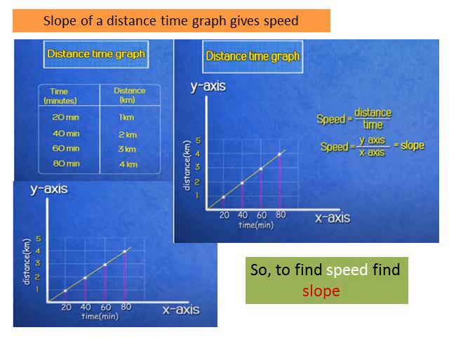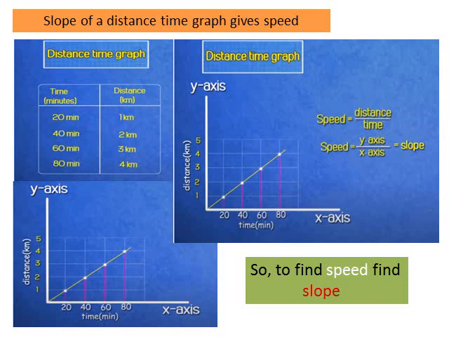In 20 minutes it has covered 1 kilometer, in 40 minutes it has covered 2 kilometers, in 60 minutes it has covered 3 kilometers, and in 80 minutes it has covered 4 kilometers. Now when you examine the time, they are at regular intervals, each of 20 minutes. When you examine the distance also, they are at a regular interval of 1 kilometer. Therefore, the body covers equal distance in equal intervals of time.